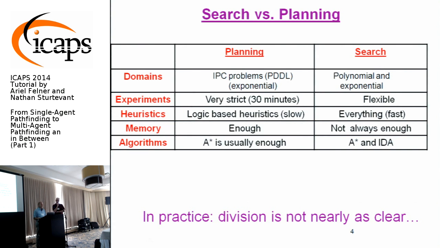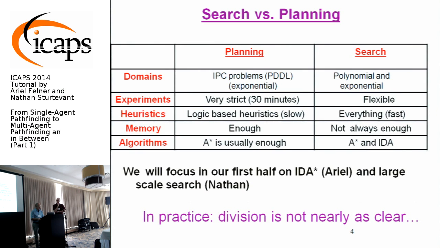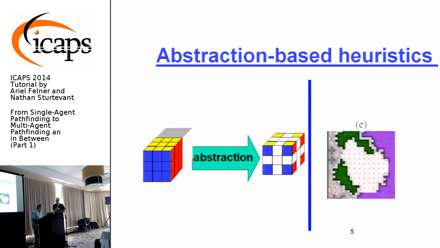Therefore, in the planning experiments, A star is usually enough to deal with the memory issue, while, as I said, memory is a big issue in other types of experiments. Therefore, we should use either A star or IDA star, because we are out of memory. So today, at least in the first half, we will talk about how to solve this memory problem. I will focus more on IDA star and exponential domains, and then Nathan will focus more on large-scale search, which is actually going to disk, and this is how it solves the memory problem. I turn over to Nathan.